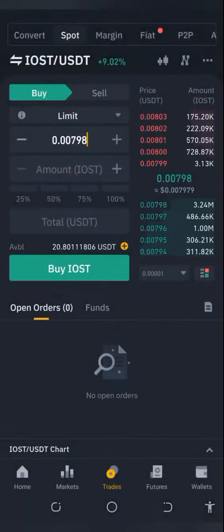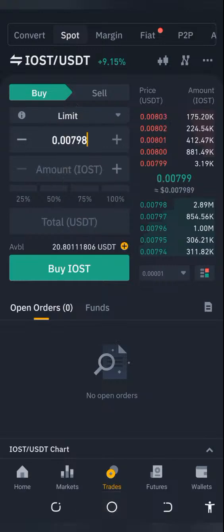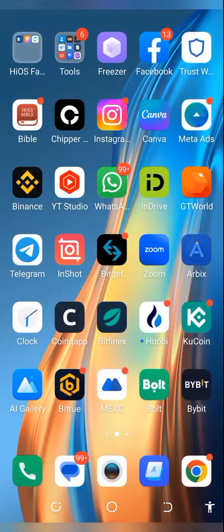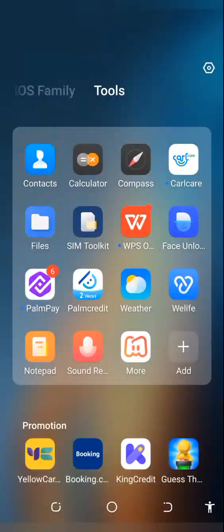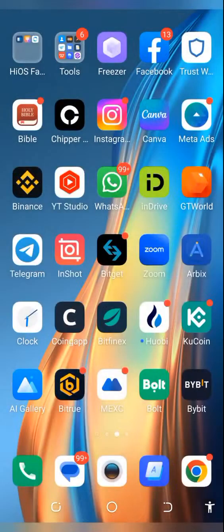This is one of those where you wait a while and then you make a very good profit. Anyways, I'm glad to announce to you that we made a good profit from this. Let's check what the profit is. 20 times, is it 4%? Yeah, 4% gave us 80 cents. Beautiful. So that was a good one.